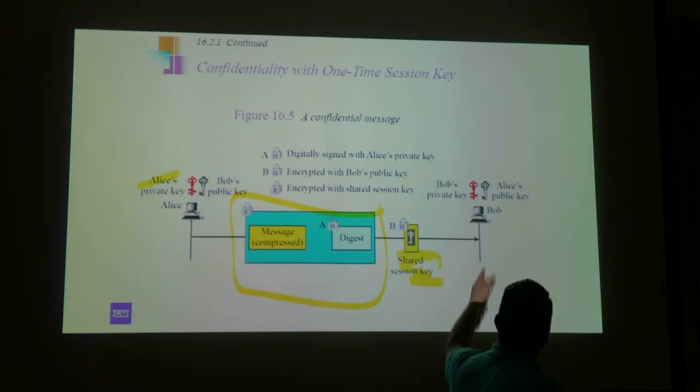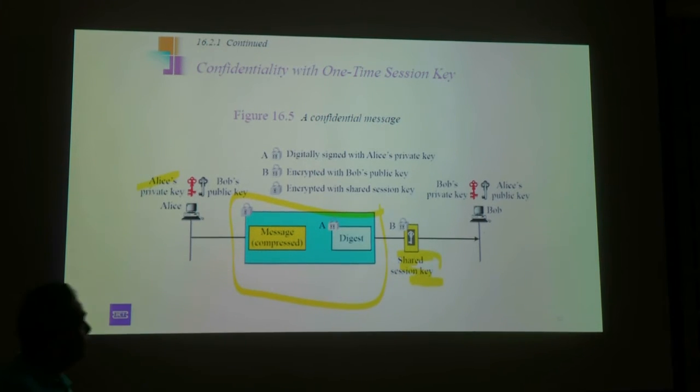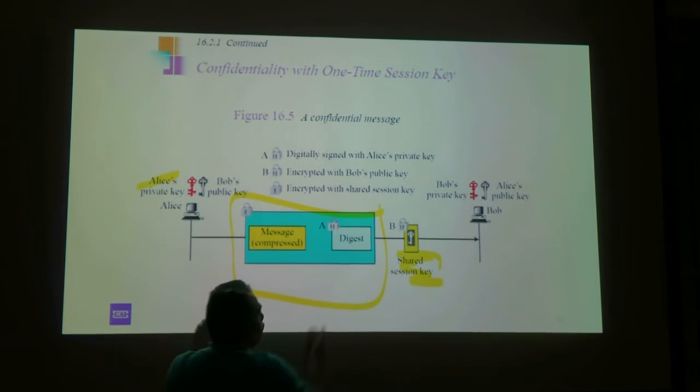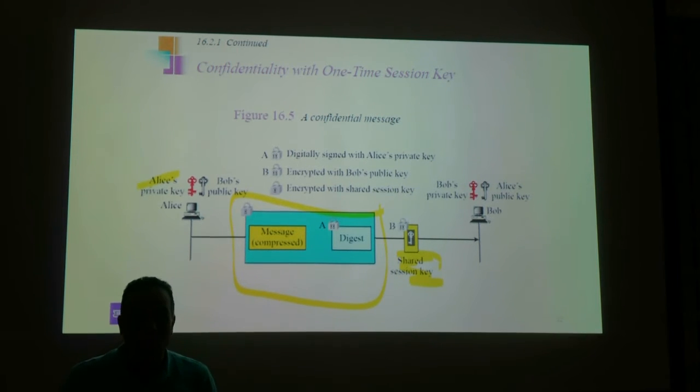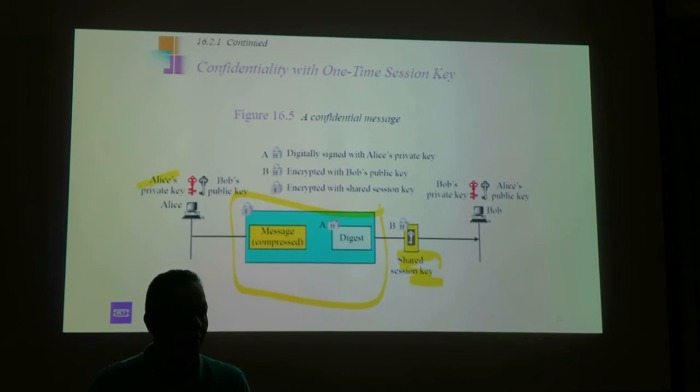So that means Bob has to get the public key of the sender, Alice. This is what we call asymmetric encryption. The data itself, together with the digest, also needs to be encrypted with a symmetric key. So the sender and the receiver must have this key. Who generates this key? The sender. How does the sender generate this key? Randomly, a completely random number. Let's say it's using AES. What should be the size of this key?